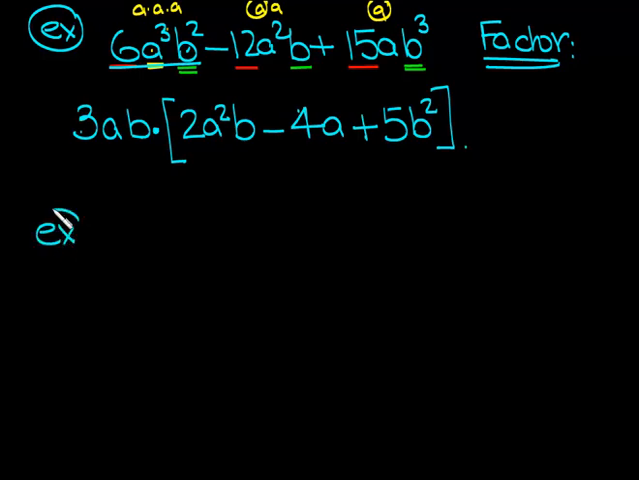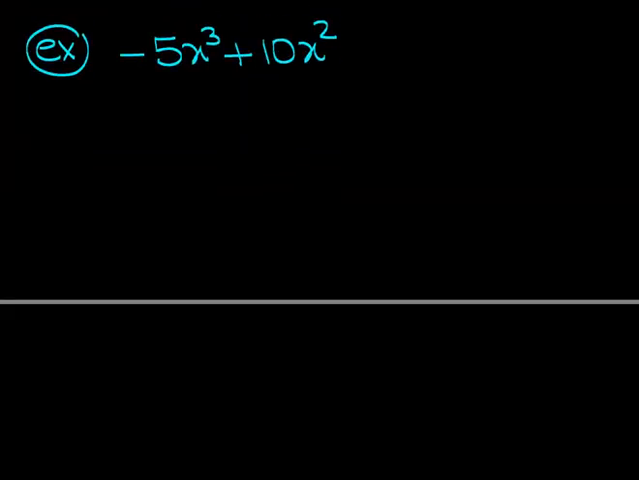Now sometimes things might get a little interesting, so let's take a look at that. Let me just do 2 last examples of this. Let's say that I have minus 5x cubed plus 10x squared. Okay, now let's factor this again. They've asked us to factor. Anytime they ask us to factor, we look for the greatest common factor, thing that's common in all the terms.